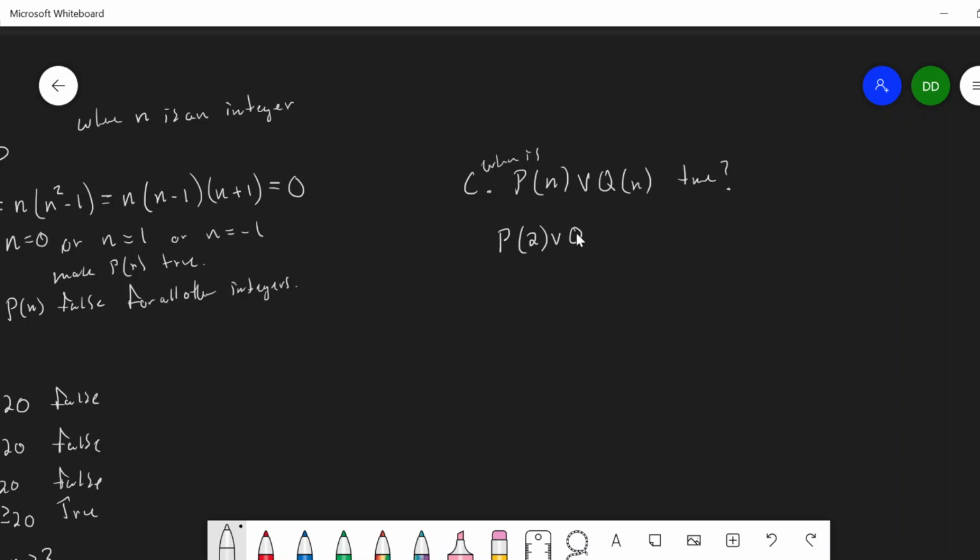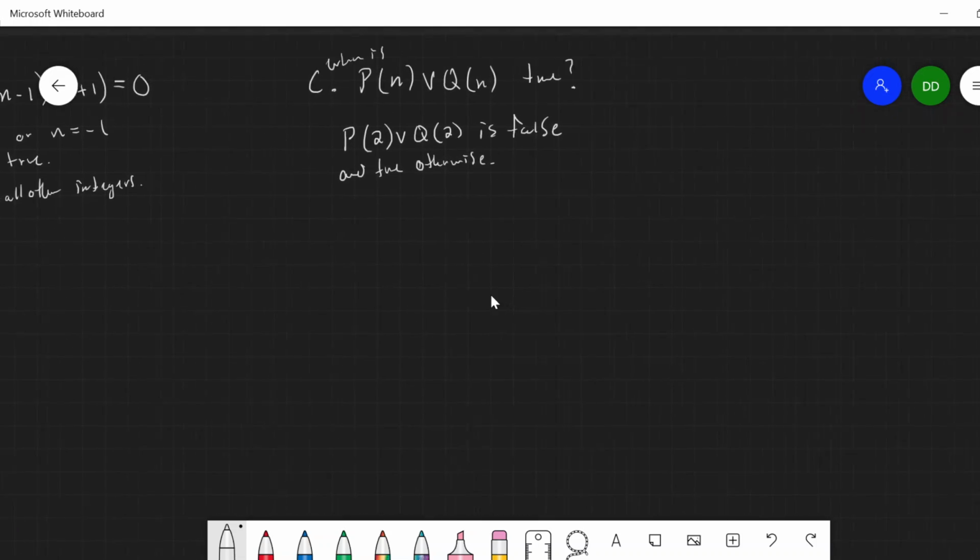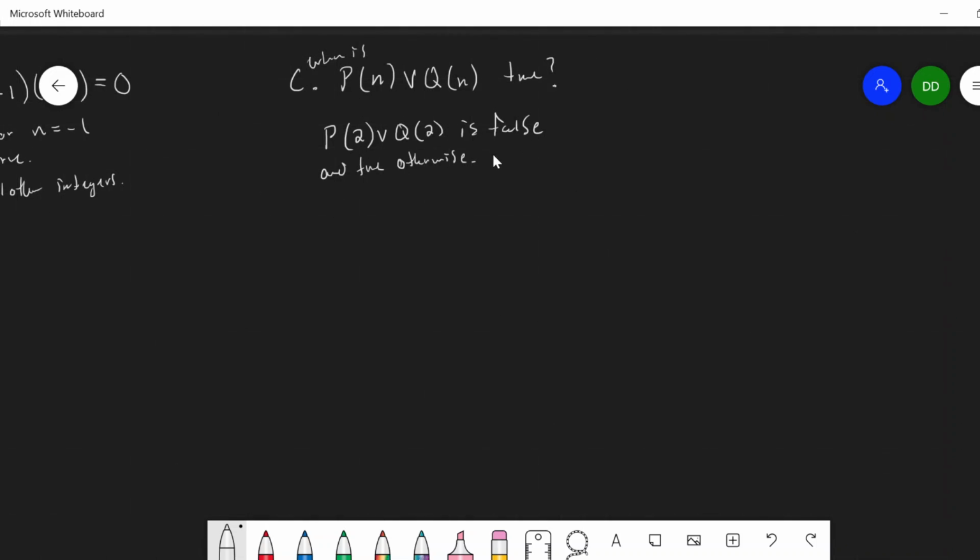P of 2 or Q of 2 is false, since both of them are false here, and true otherwise. So for all other n, P of n or Q of n would be true. So that's kind of cool. We're able to figure that one out.